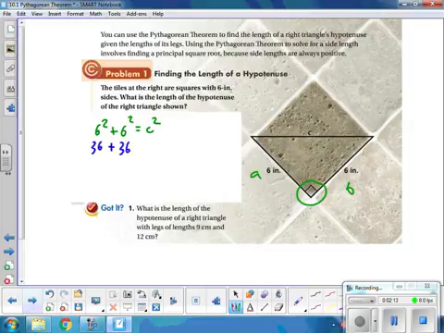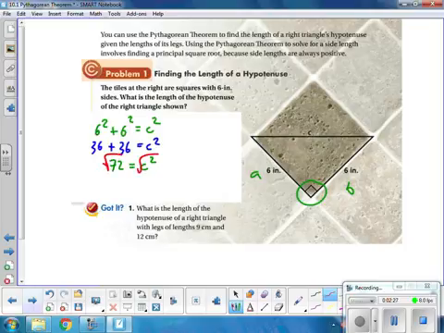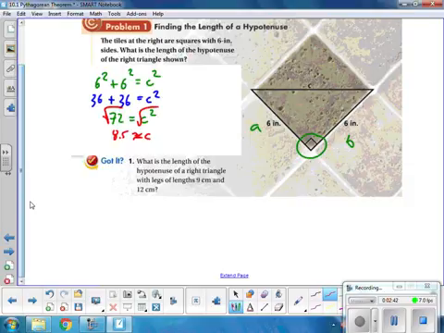36 plus 36 equals c squared. I got 72 equals c squared, and I don't want to know what c squared is, I want to know what c is. So to undo a square, I'm going to square root both sides. And as long as I do it to both, I'm good. And c is about, it doesn't equal exactly, because 72 is not a nice, clean, rational number, so it's about 8.5.